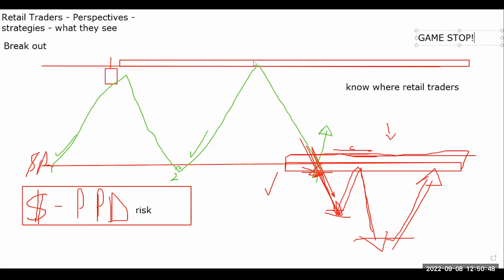We're back to this point here. To push price down at a support, they must take a calculated risk to push price down at a support. Everything costs money, so it has to be real money.